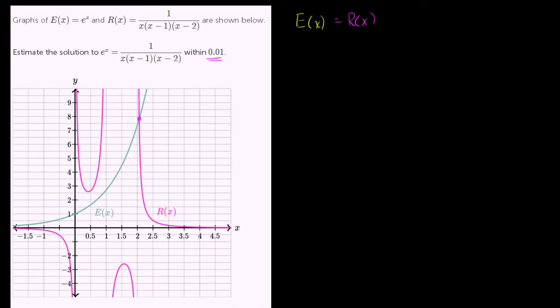So what I want to do is draw a little table here. Let's try out some x values. And then for each of these x values, let's see where we land on e of x, and where we land on r of x. And then we can decide whether we are too high or too low.